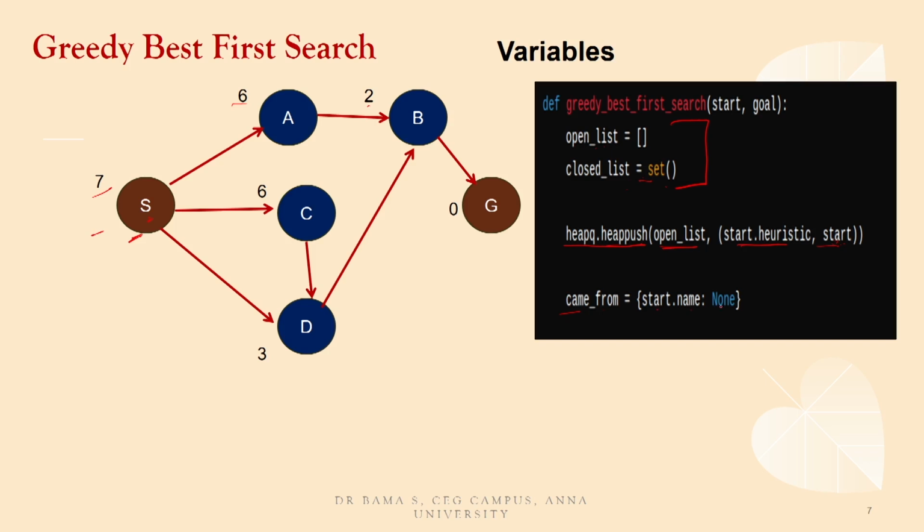So, start.name we are initializing with None. This is regarding the variable section. Next, this is the overall algorithm, and this is what we are going to explain step by step in the forthcoming slides. Now, I will just give an overview of the entire code, and then if time permits, we will come back to this slide and take a look at it.